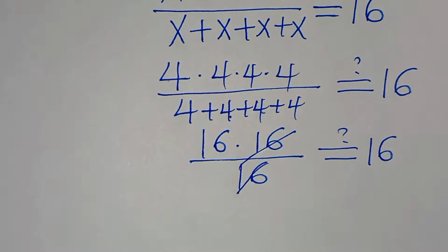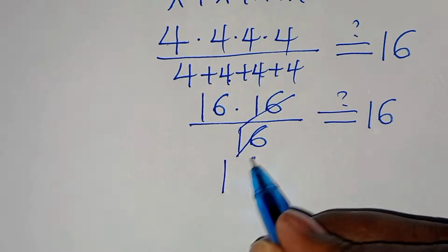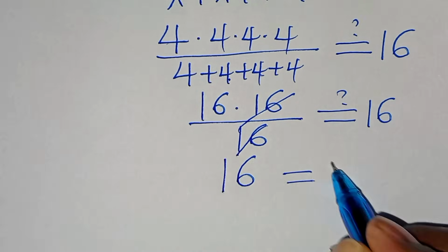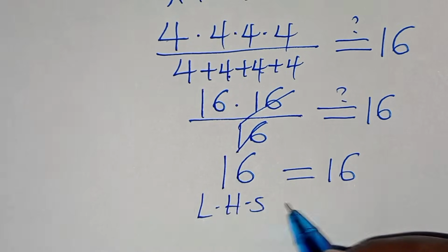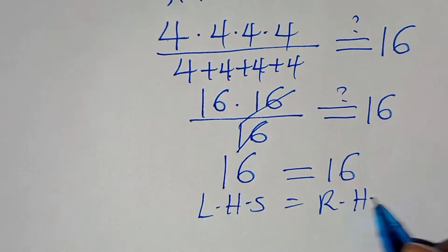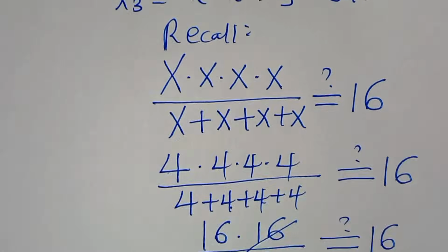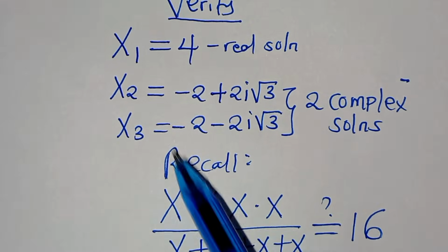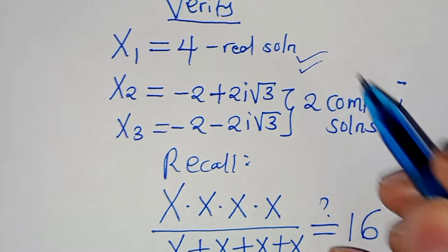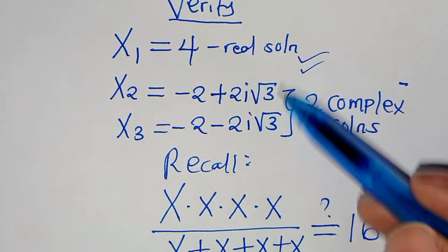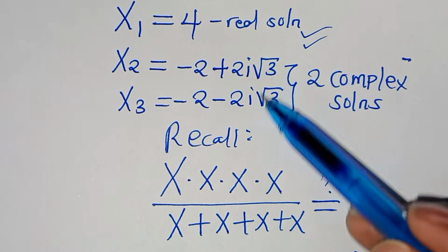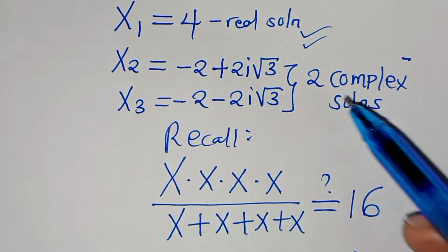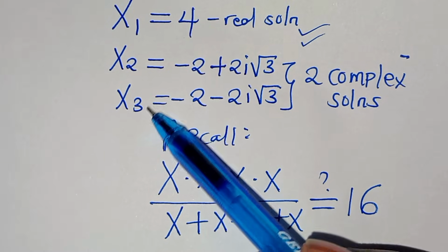This is supposed to give us a value of 16. 16 and 16 here simplify, so that we have 16 is equal to 16. The left-hand side is equal to the right-hand side. This verifies that x1, which is equal to 4, satisfies the equation. So we have a total of 3 solutions here: one real solution and 2 complex solutions, that is x2 and x3.